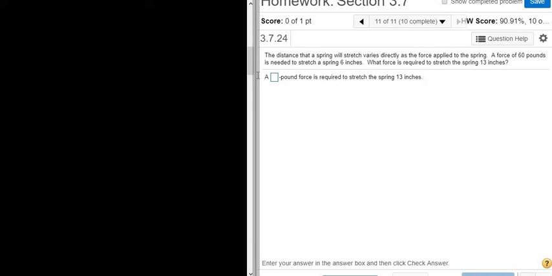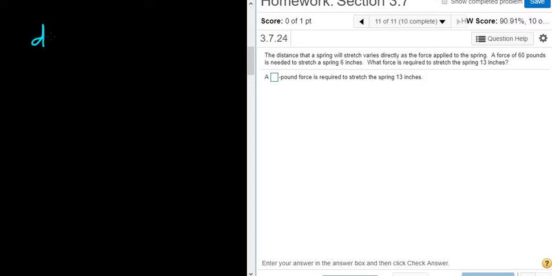Let's do this variation problem. The distance that a spring will stretch varies directly as the force applied to the spring. Okay, so let's write that down mathematically. So the distance that a spring will stretch, let's use d for distance. So d varies directly as the force applied to the spring.